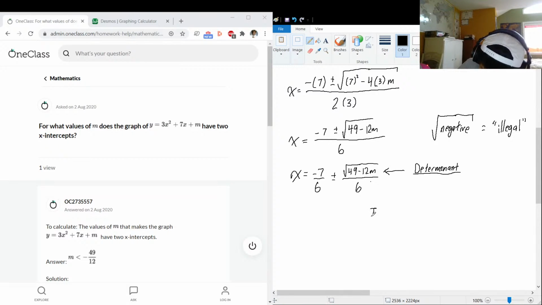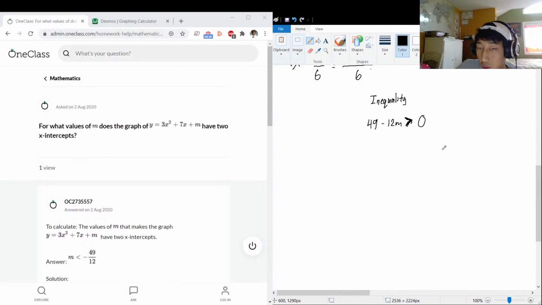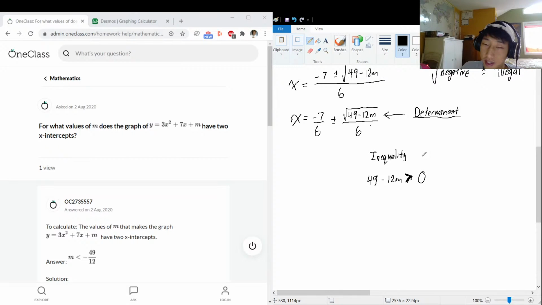So let's actually write that as an inequality. We know that 49 minus 12m has to be greater than 0. Inequalities are cool because they're pretty similar to equations. So let's bring the minus 12m to the other side. Basically, we're adding 12m to both sides, so we have 49 greater than 12m. And then we're going to divide both sides by 12.